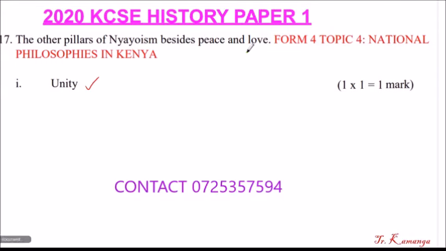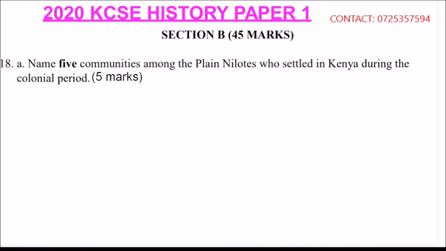So that brings us to the end of section A. In section A, you are supposed to answer all the questions, and I hope you have followed how you are supposed to answer them. From here, I will move to section B. This is section B, that is 2020 KCSE History Paper 1. It consists of 45 marks. So we go through it and we see the answers that were expected.